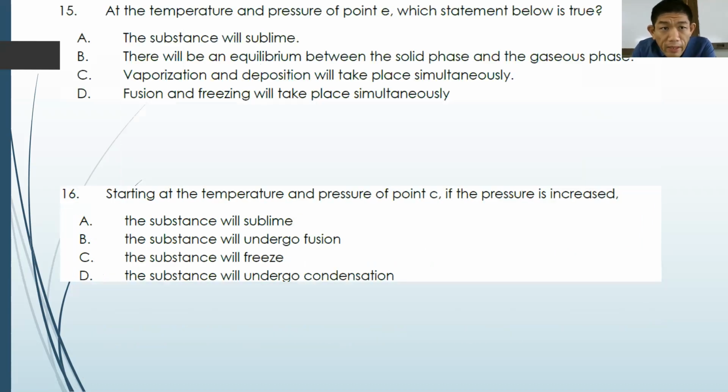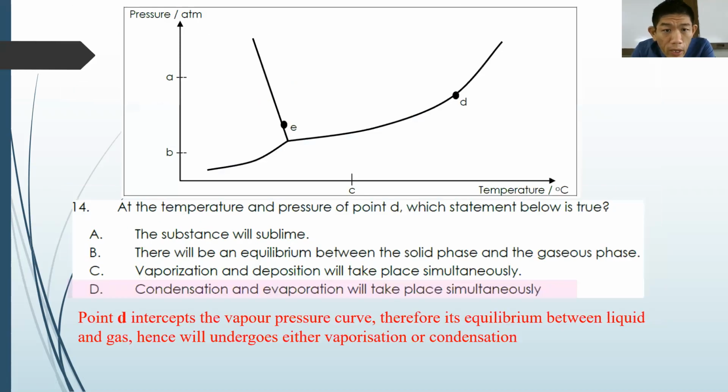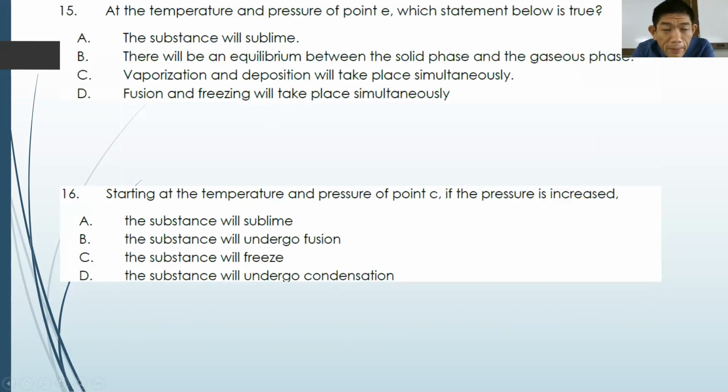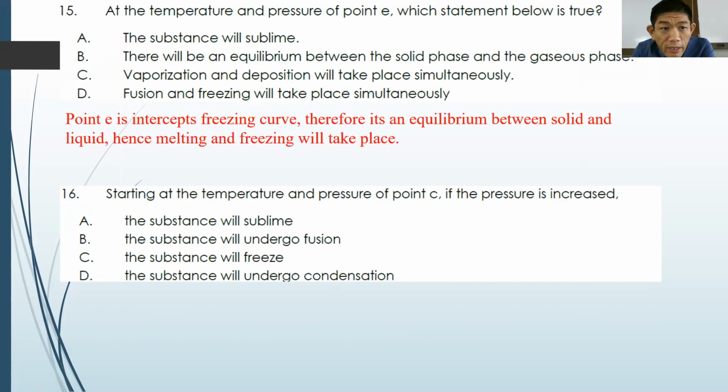Then number 15, at the temperature and pressure of point E, which statement is true? Point E is between solid and liquid. So the substance will sublime is wrong. There will be an equilibrium between solid and gas is also wrong. Vaporization and deposition will take place simultaneously is also wrong. And fusion and freezing will take place simultaneously, which is correct. So the best answer here is D.